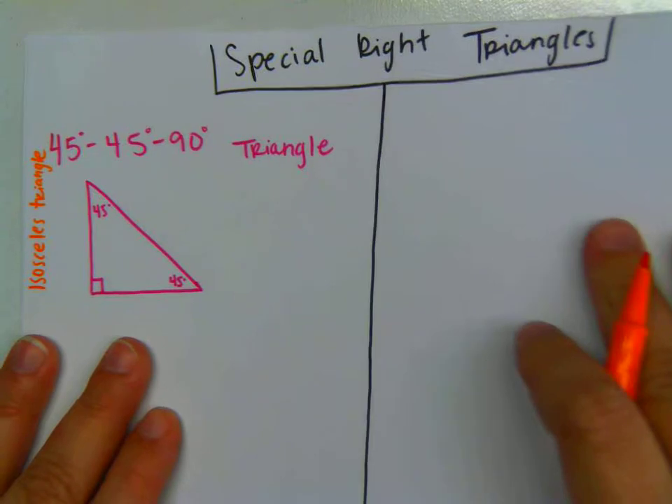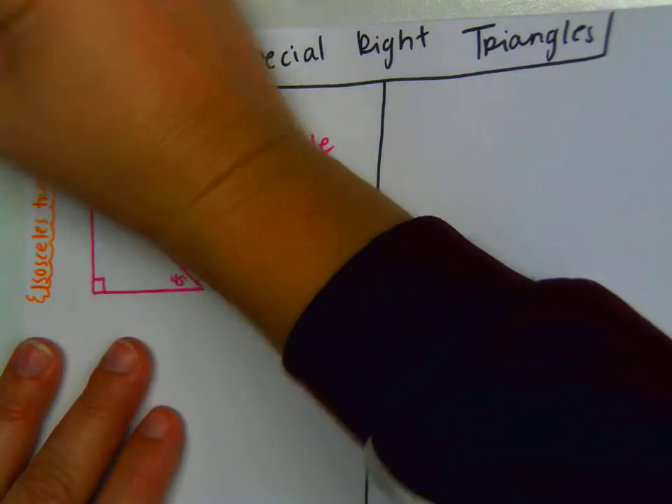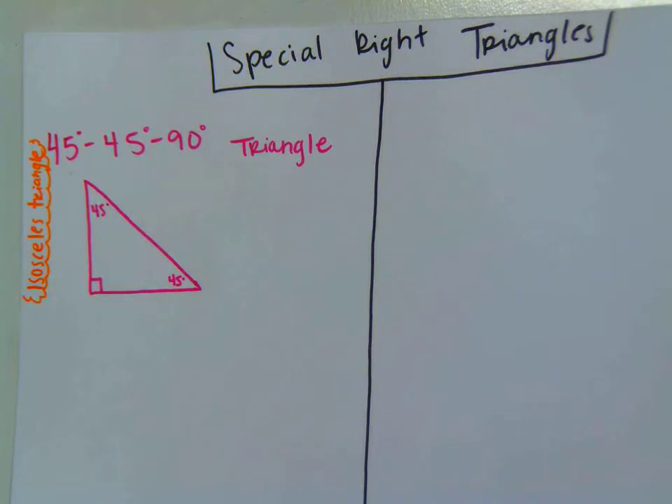Okay, and since it's an isosceles triangle, that means that two sides are going to be the same, right? That's what an isosceles triangle means. So we know two sides are going to be the same, and they're going to be the ones opposite those 45-degree angles.